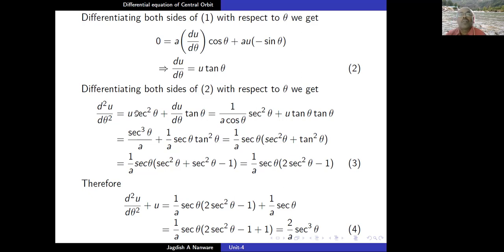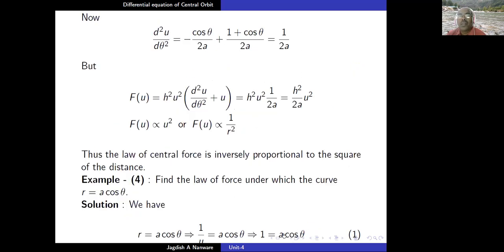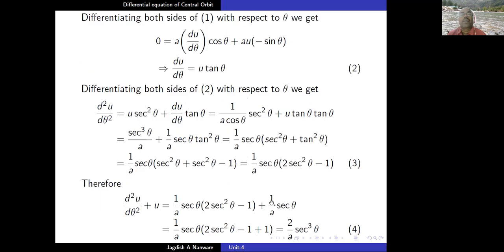So what is u? The value of u is in the first equation. Here 1 is equal to a u cos theta. So what is the value of u? u is equal to 1 upon a cos theta. So we use this value of u here and put that value, right? Put these values for du by d theta and simplify further. Again use the relation between sec square theta and tan square theta here, right? So we get this, and after simplification, you will get the second derivative as this equation number 3.